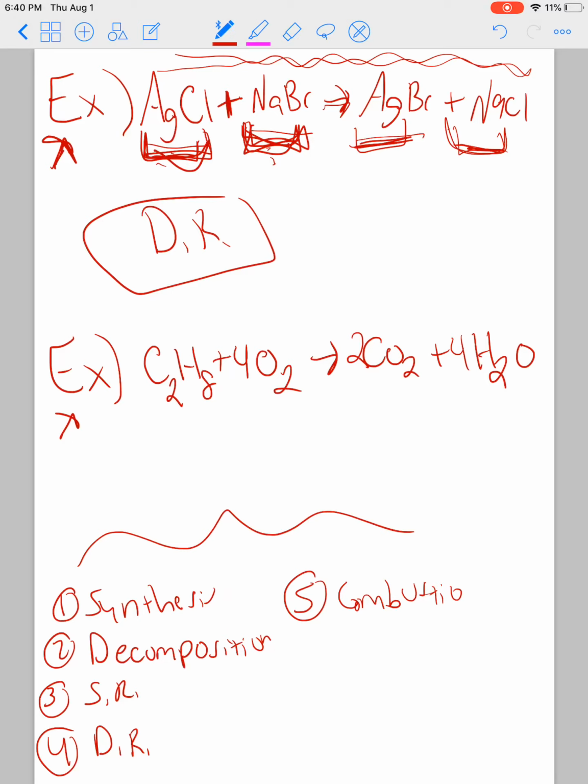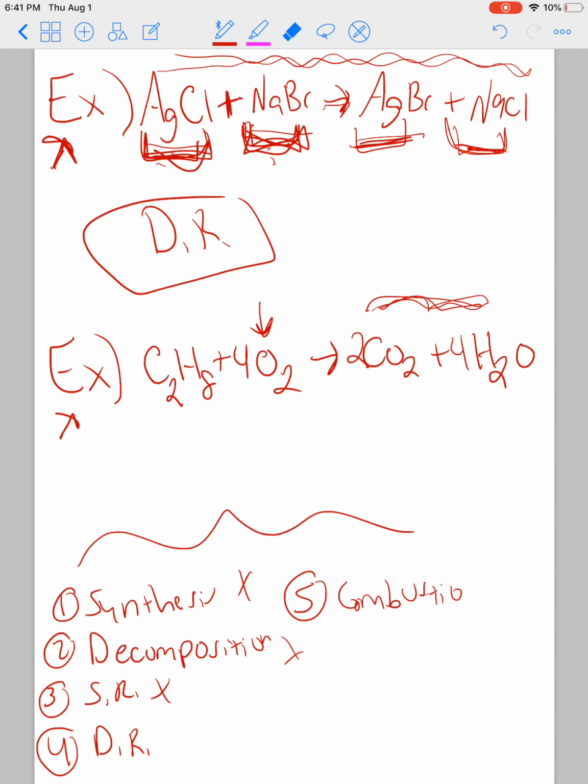So let's move on to the second example. Okay, remember synthesis. Two single elements to form a new compound. Okay, that's definitely not happening here. Decomposition is the opposite of synthesis. A whole compound breaking down into its separate elements. That's not happening here, if you can see. That's just not happening. Single replacement. A single element reacts with a compound to give you a new single element and a new compound. Here's a single element reacting with a compound, but it doesn't give you a new single element over here. So that's out.